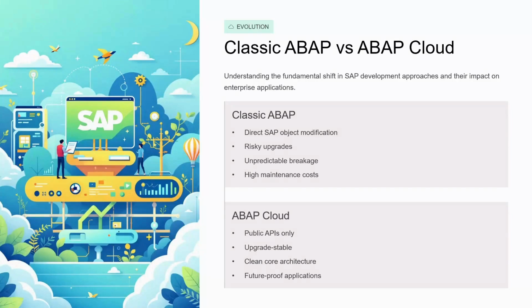So here's a quick comparison between classical ABAP versus ABAP Cloud. In classical ABAP, you had direct SAP object modification, which led to risky upgrades, unpredictable breakage, and it had a high maintenance cost. Whereas in ABAP Cloud, you use public APIs only. It is upgrade stable, it's a clean core architecture, and all the applications developed are future proof.